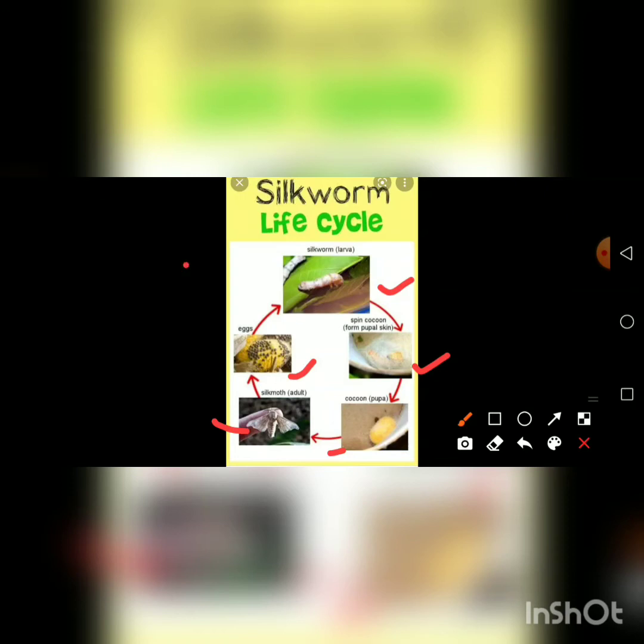I'll repeat once again. The life cycle of the silkworm is as follows. First the eggs are developed. Later they form into larvae, later into the protein-like structure called pupa. Later the pupa develops into the next structure called the silk moth. So now you can clearly see the life cycle of the silkworm. Now I will show some pictures of the different types of silks. Okay, let's move to that.